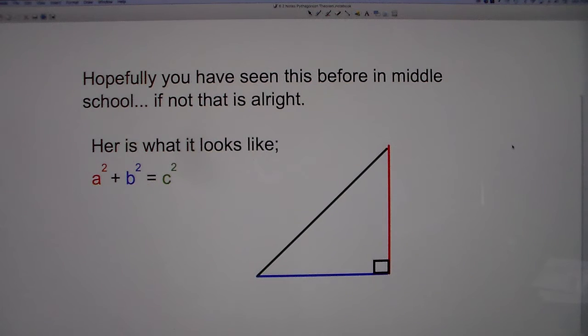So hopefully you've seen this before in middle school. If not, that's alright. What we're going to be talking about right now is the Pythagorean theorem. Here is what it looks like. A squared, meaning this red guy squared, plus this blue guy squared equals this green guy, the hypotenuse, squared. Something you've seen before.